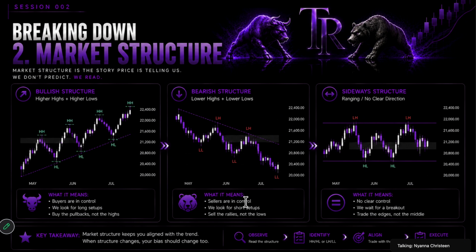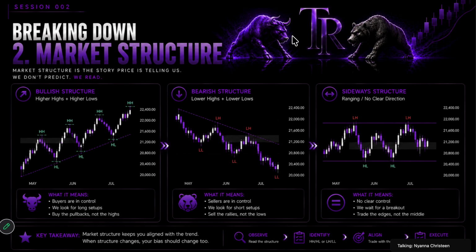Because again, we're not trying to predict what's happening. We're just reading what is actually going on. And of course, they always say the market leaves clues. So our job is just to find the clues, read the clues, and make a disciplined decision from there. So, for example, when the buyers are in control, we're looking for buys. When we're looking for buys, we buy low. So when price pulls back, we're looking for an entry for the continuation higher.